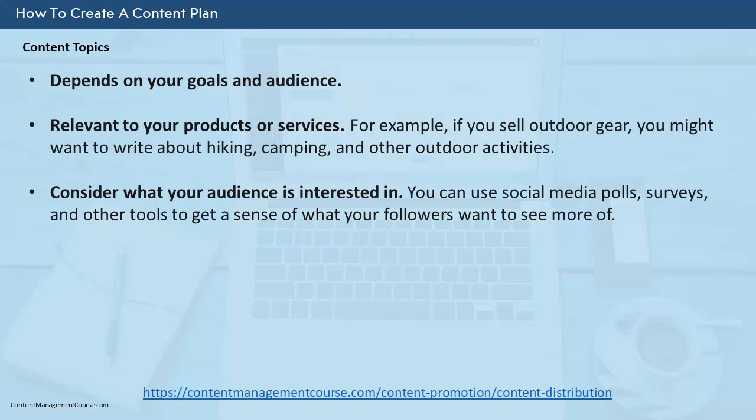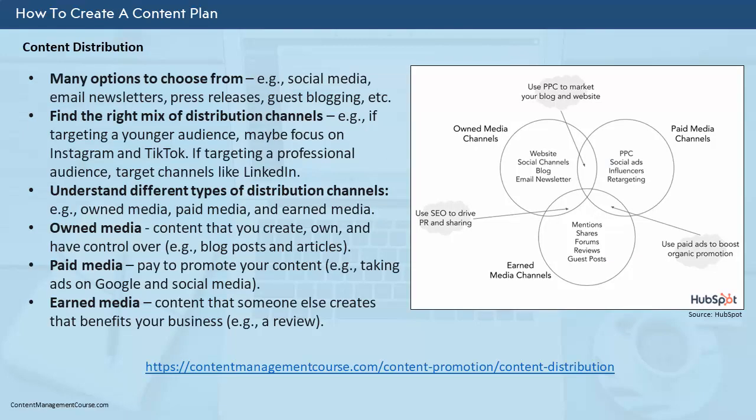If you're running a business, you'll want to focus on topics that are relevant to your products or services. For example, if you sell outdoor gear, you might want to write about hiking, camping, and other outdoor activities. It's also a good idea to consider what your audience is interested in. You can use social media polls, surveys, and other tools to get a sense of what your followers want to see more of.